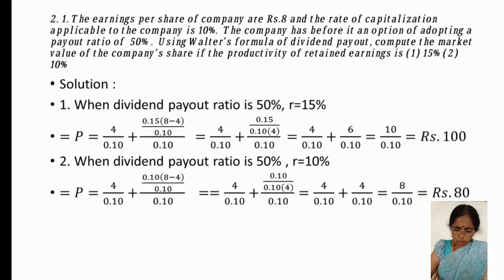Same way, when the dividend payout ratio is 50% and R is 10%, substituting in the same way, we have rupees 80.